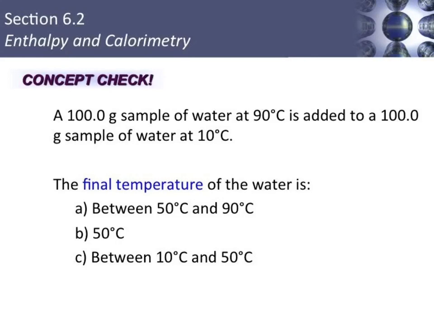All right, so a 100-gram sample of water at 90 degrees Celsius is added to a 100-gram sample of water at 10 degrees Celsius. So we have the same solution, the same mass. The only thing that's different is their temperature. So what will the final temperature be when you add these two together? 50 degrees Celsius. It would be 50. We would take the average of those.